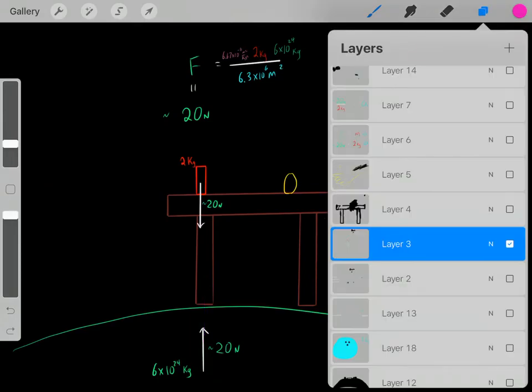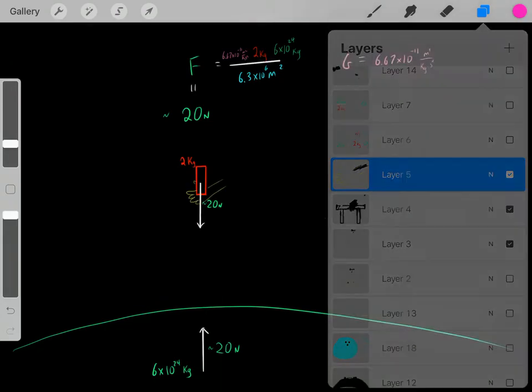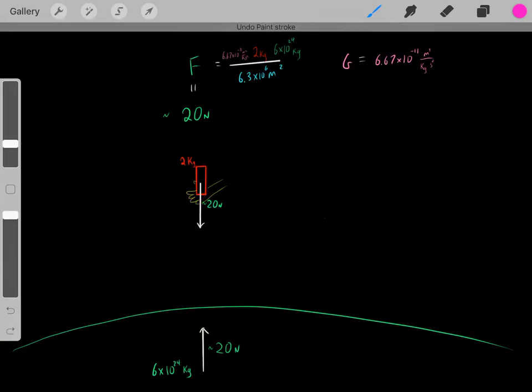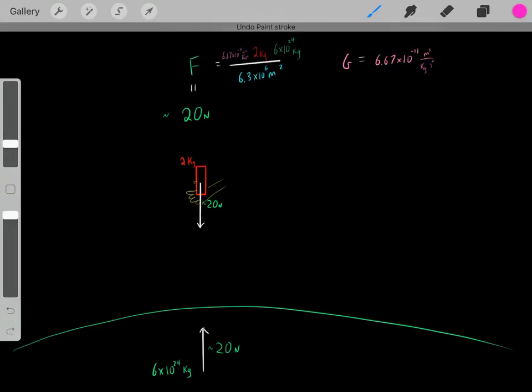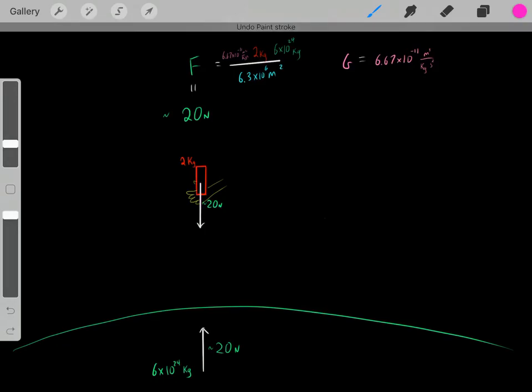So now let's quickly get rid of the table and replace it with our hand. So now we have our hand and we're holding on to this book. We would feel this 20 newton force in our hand. And we know this because you could imagine putting a book on your hand and closing your eyes. Even though your eyes are closed and you don't see the book, you can feel it. Why can you feel that book? Because again, it's this 20 newton force, this force towards the earth.